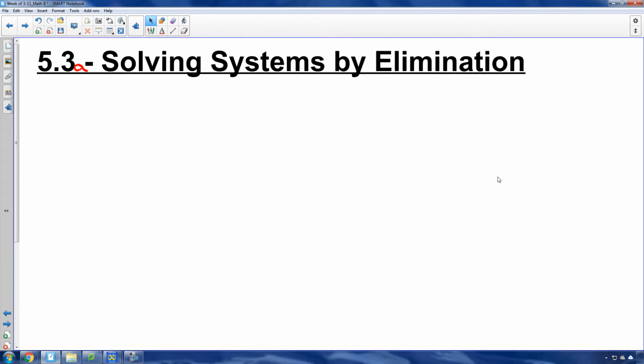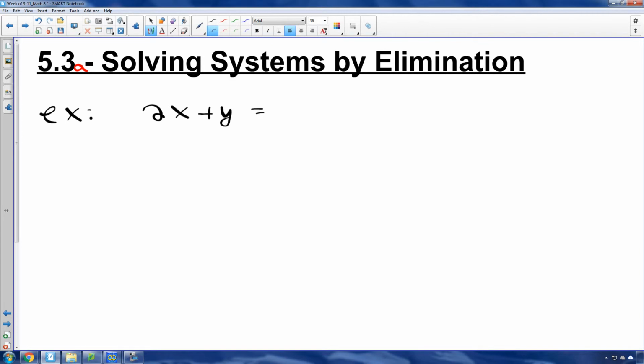And I'm going to be with you every step of the way, taking it nice and slow. I want to show you what systems by elimination is all about. So I'm going to start you with an example, okay? This example is 2x plus y equals 5, and then I have negative 2x plus y equals negative 3.